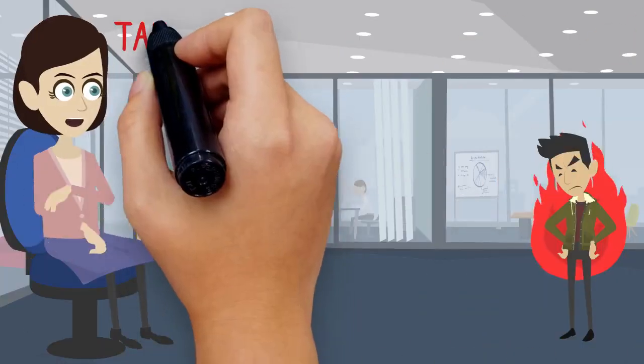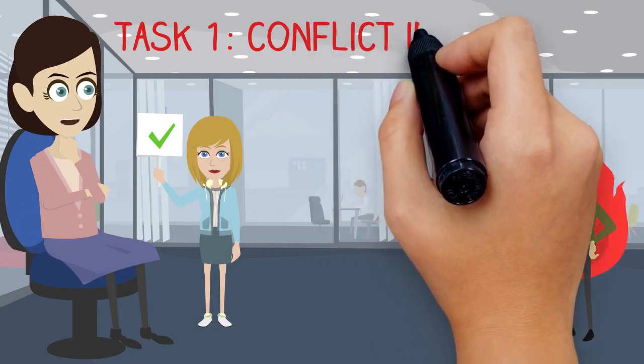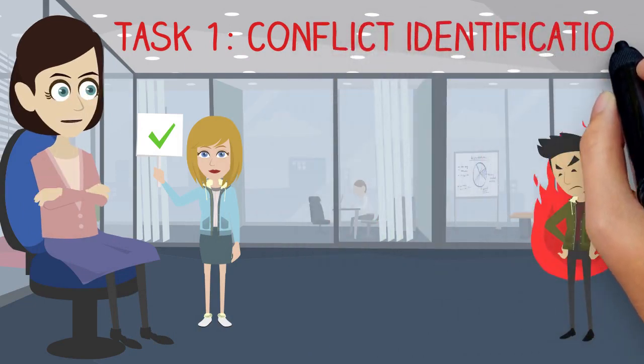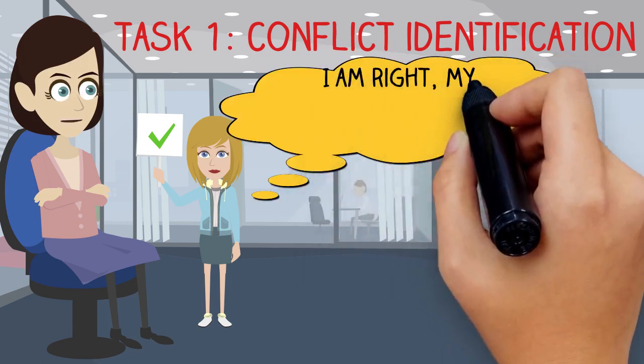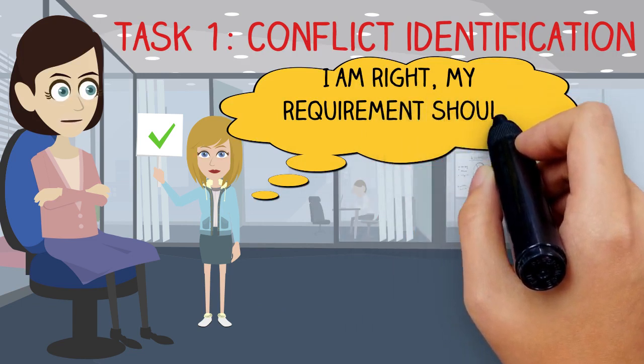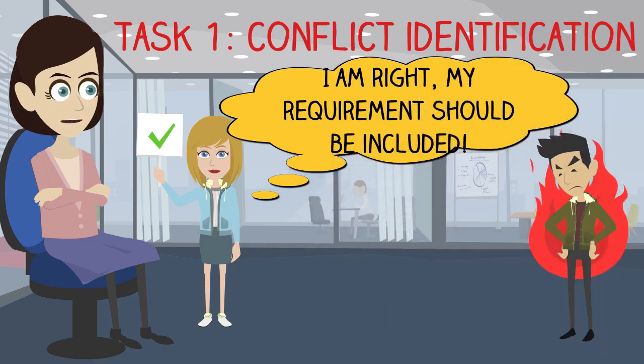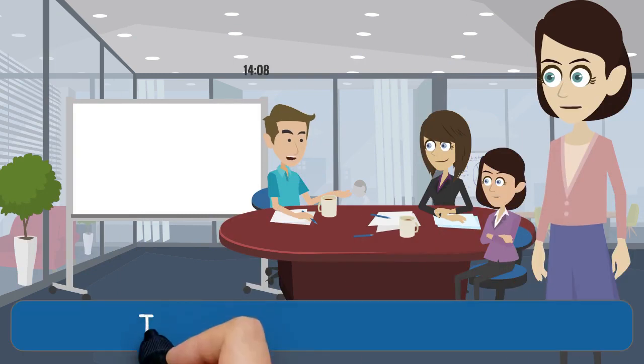Task 1, conflict identification. It is very common that different stakeholders might be requesting requirements to be included that conflict with each other. This is simply a result of conflicting priorities between stakeholder groups, and they may not realize they are requesting conflicting requirements. This is why the requirements engineer should identify these types of conflicts as soon as they arise. Task 2, conflict analysis.